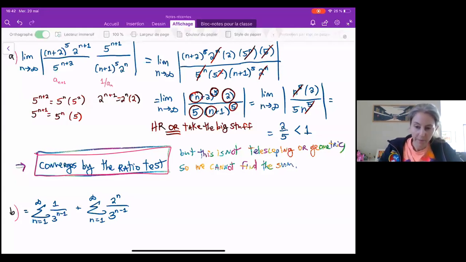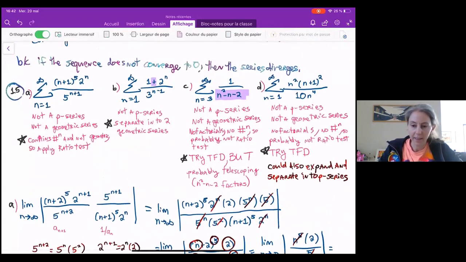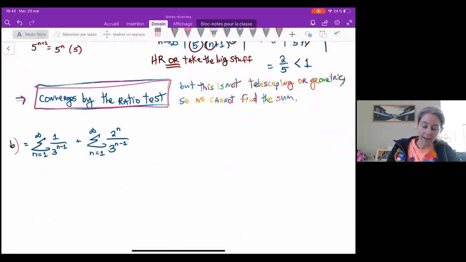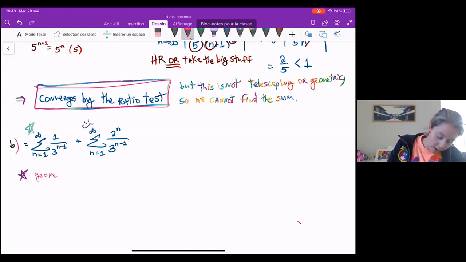Okay, so here we said that plus means I can separate it. So now we've separated it and we have 2 series. We'll call this star and we'll call this smiley face and look at them separately. Star is entirely numbers to the power of n. We have that 1 on top, but I can think of that as 1 to the n. Constants don't matter. So this is 1 over 3 to the n minus 1. So this is geometric. What's my r here?